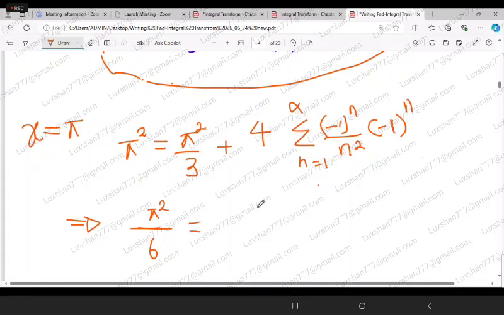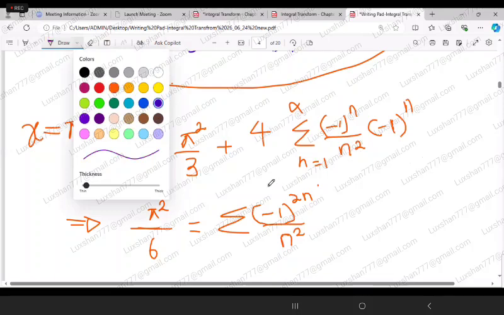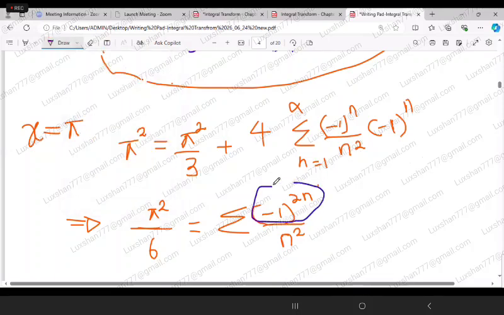Equal to summation minus 1 to the power n into minus 1 to the power n, that is minus 1 to the power 2n over n squared. Can anybody tell me what is minus 1 to the power 2n? That is 1, because 2n is anyway even. Therefore, this is 1.